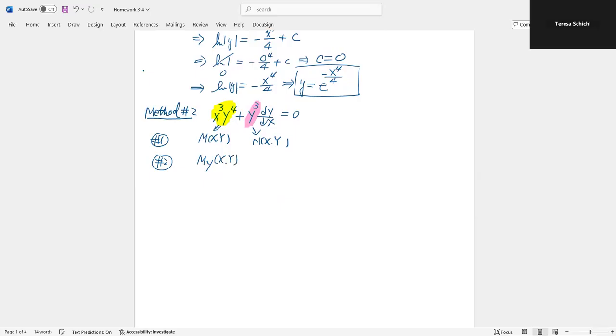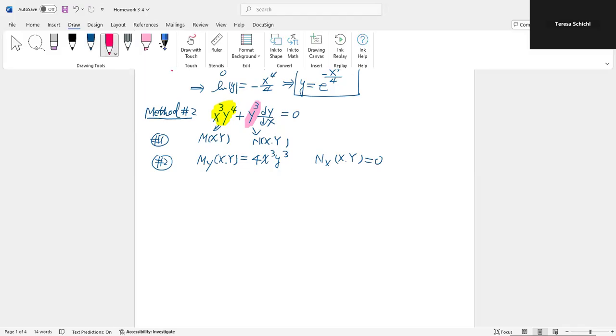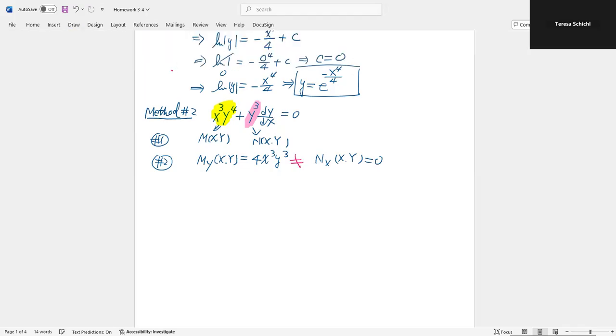I take a y here. So if you take the derivative for y, this will give you 4x cubed y cubed. Now I also take the partial derivative of Nxy with respect to x. Nxy is y cubed, but if you take the derivative with respect to x here, what happens is it will be 0. Oh, wow, unfortunately, these two are not equal, right?